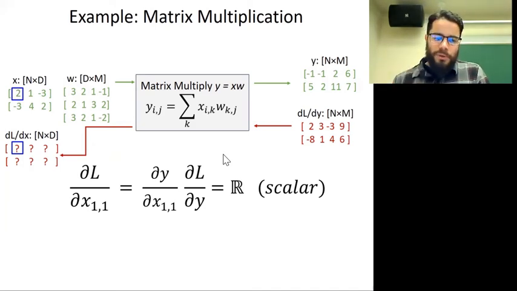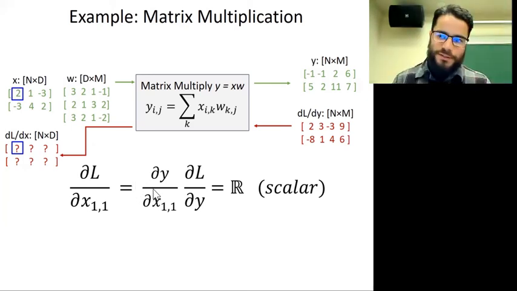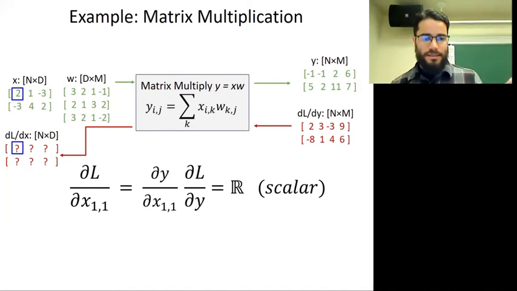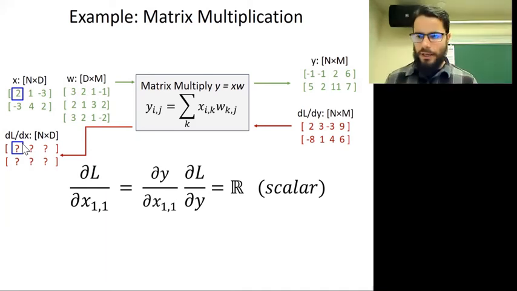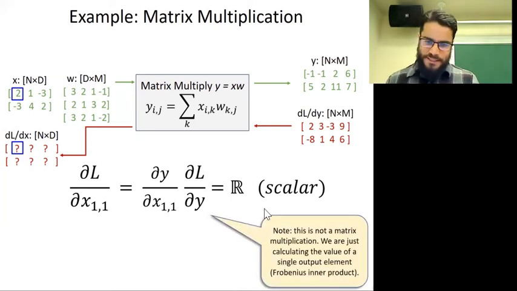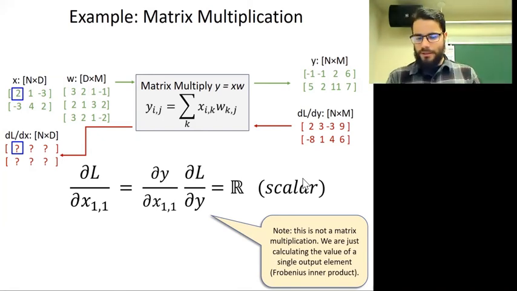We are multiplying this matrix here by this upstream gradient, and as a result, we are getting a scalar. We know that this multiplication is going to give us just a single element in the downstream gradient. So a matrix multiplied by another matrix, and as a result, we have a scalar. So this is actually not a matrix multiply. This is an inner product between these two matrices. When that happens, we are actually calculating what is called the Frobenius inner product, okay? So as I said, this is not a matrix multiplication. We are just calculating the value of a single output element in the downstream gradient. Therefore, we are calculating the Frobenius inner product.